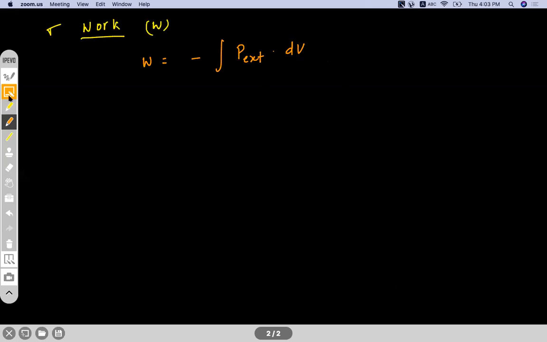Correct? We have also seen this is applicable for all the processes. Basic expression is this only. The derivation, the work done expression that we get for different processes will start from here only.